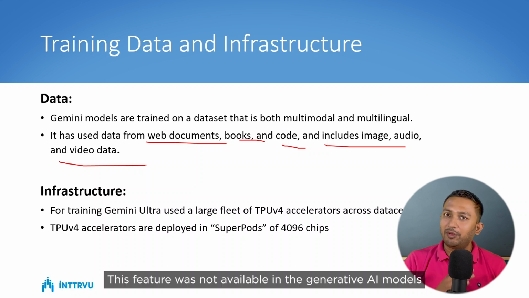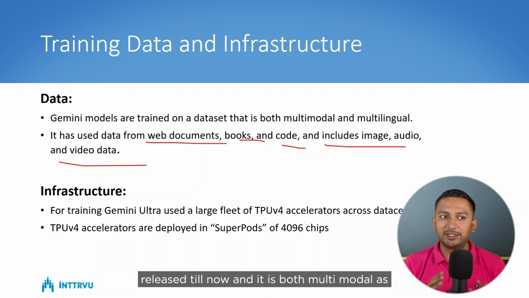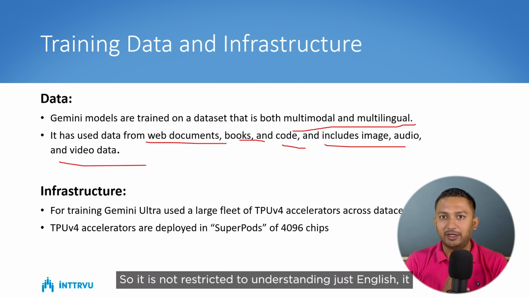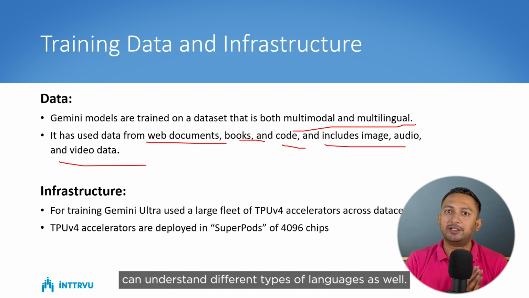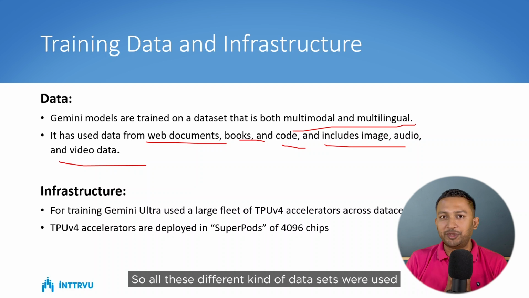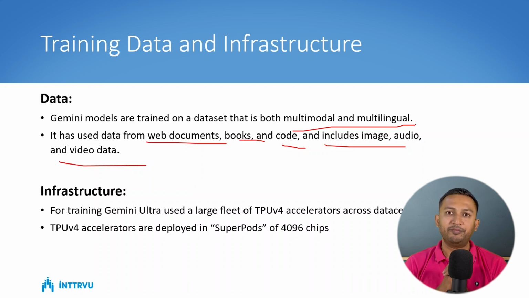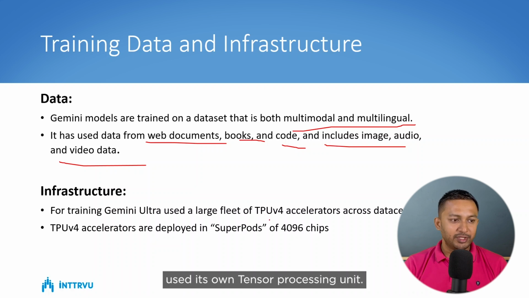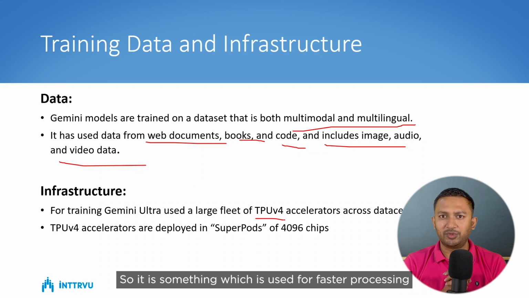This feature was not available in the generative AI models released till now. And it is both multimodal as well as multilingual. So it means that it can understand various kinds of languages as well. It is not restricted to understanding just English. It can understand different types of languages as well. So all these different kinds of data sets were used for training the Gemini model. And when it comes down to infrastructure, Google has used its own tensor processing unit. You might have heard about the tensor processing unit. It is something which is used for faster processing of data.